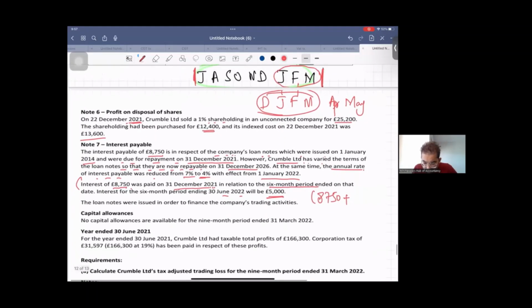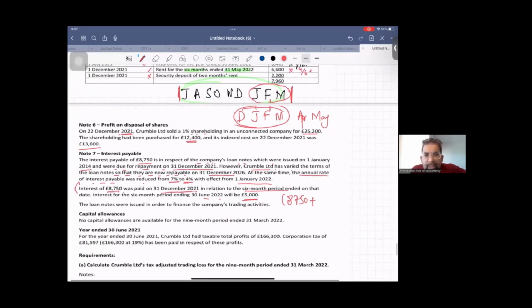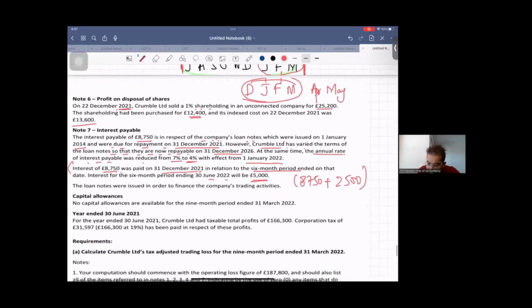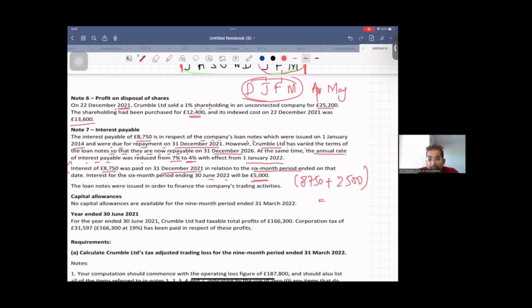Listen to me. They are saying the remaining interest is for next 6 months. But in our accounting period, now only 3 months will match. So we'll only include 2,500. So 8750 plus 2,500. What is our interest expense? Tell me. What is the relevant interest expense for us?